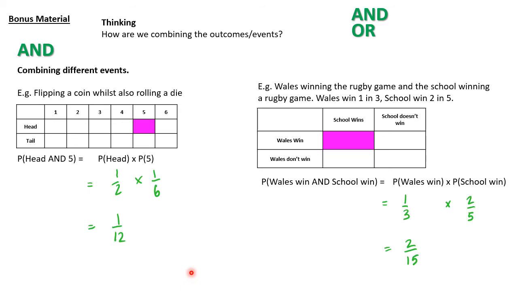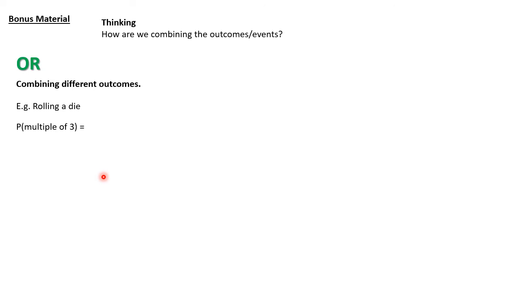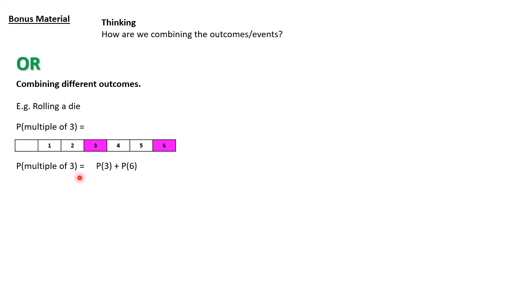Now let's have a look at the or rule, and I'm going to do the same two situations. I'm going to look at just rolling a die on its own, and I'm interested in the probability of getting a number which is a multiple of 3 when I roll this dice. The only two outcomes I'm interested in are 3 and 6. The probability of getting a 3 is 1/6, the probability of getting a 6 is 1/6, and because of this or situation, I'm interested in 3 or 6, so I add the two together.